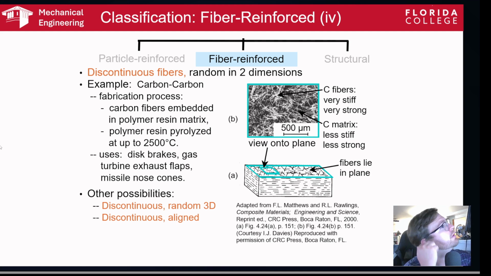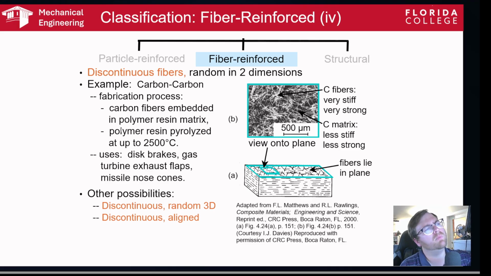Okay. So here we have discontinuous fibers. These are random in 2 dimensions, and this example is carbon fiber in a carbon matrix. So carbon fibers, which are very stiff and very strong, in a carbon matrix, which is less stiff and less strong. They're saying it's a polymer resin matrix. It must be some kind of polymer carbon, which I mean most are hydrocarbons, right? But there must be a really high amount of carbon in whatever repeating unit they're using.